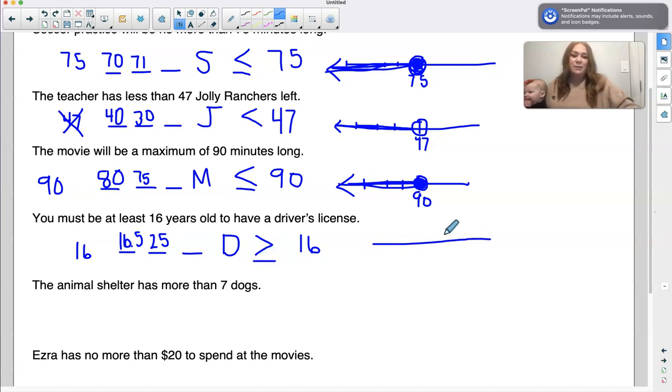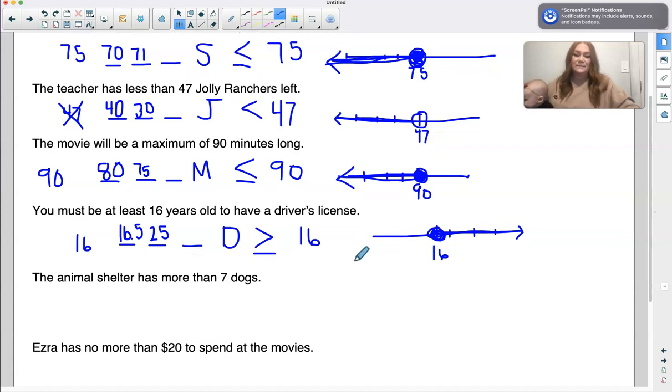So as we're drawing our number line here, we get 16, and we're going to circle and fill that in. And we said you could be 16 and a half. You could be 25. Maybe you said you could be 45 and get a driver's license. So all of those are greater than. So we draw that arrow connecting right from the dot off the page there.